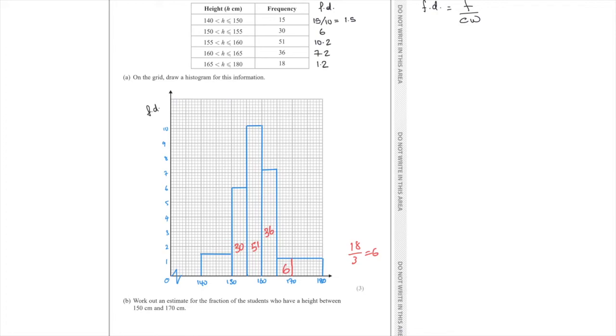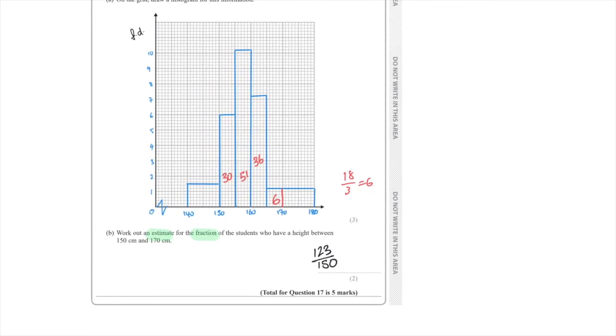Anyway, we go back to what we're doing. We want an estimate, it must be a fraction, okay, of students. So all I've got to do now for that last bit is I know that there are 30 plus 51 plus 36 plus another 6, which altogether adds up to 123 students out of a total of 150 students. I know that because they told me in the question it's 150 students. So, and that's my answer for 2 marks. No need to try and simplify.